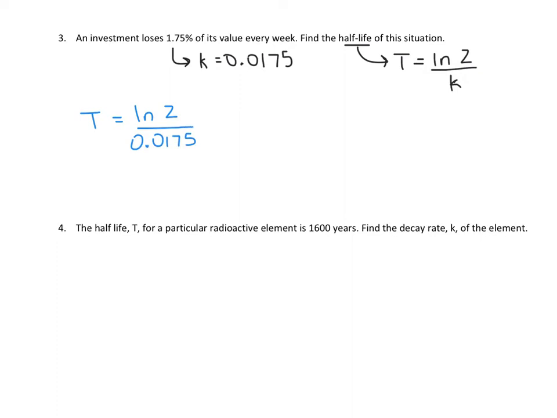And then using our calculator to get a decimal approximation, we have 39.6 rounded to 1 decimal place. So in context of the problem, this would be 39.6 weeks is the half-life. It's how long it takes for the initial amount to be reduced to half.